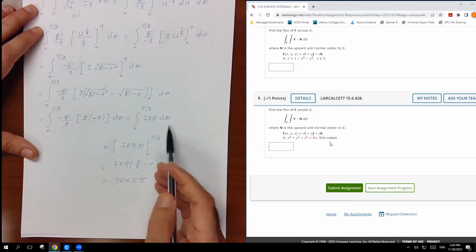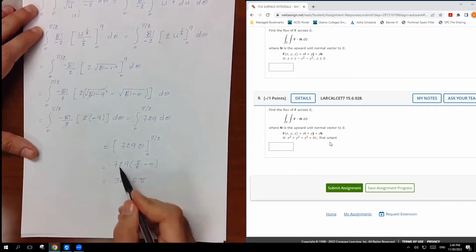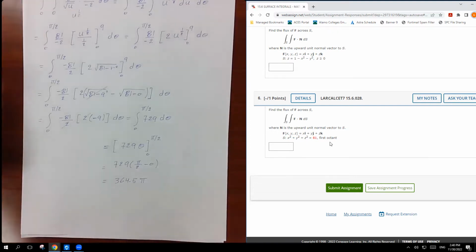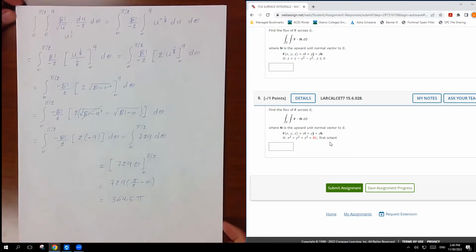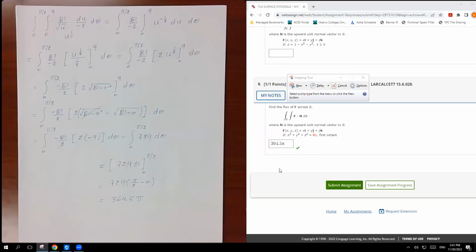Now find the integral with respect to theta. So it's going to be 729 theta from 0 to pi over 2. Plug in pi over 2, it's going to be 729 times pi divided by 2, which is 364.5 pi. So here is the result for the last one. So it's going to be 364.5 pi. Here's the pi. That's it. For example 6, we got it right. That's it for section 15.5.